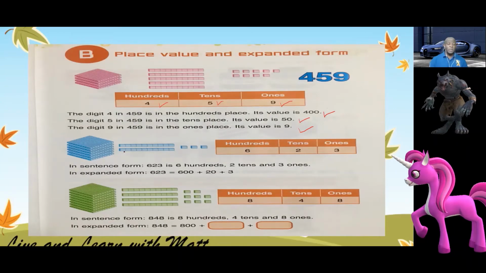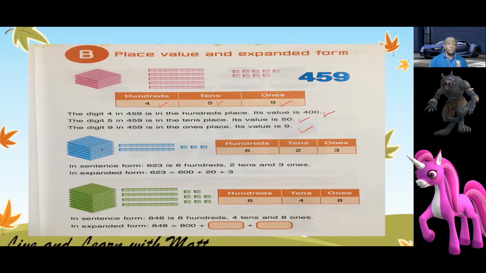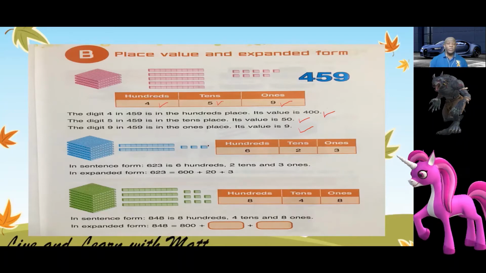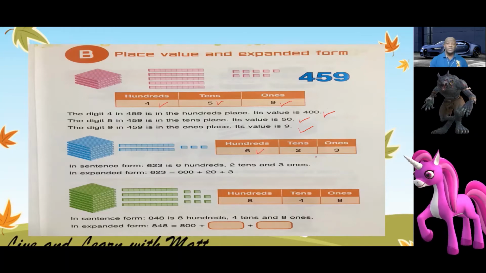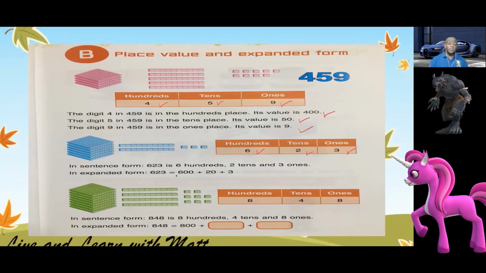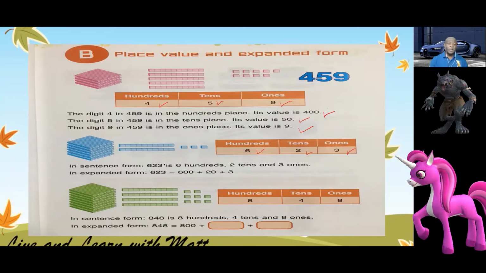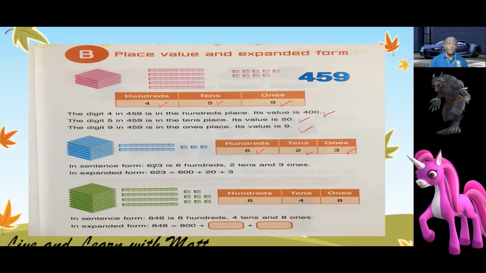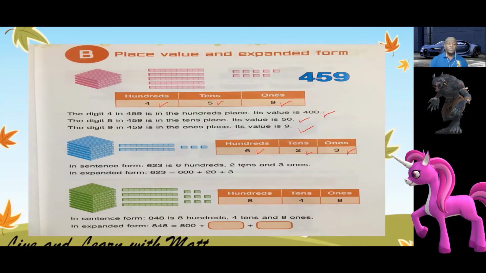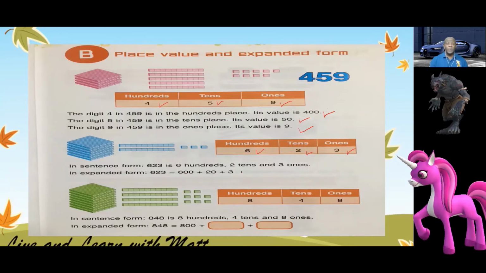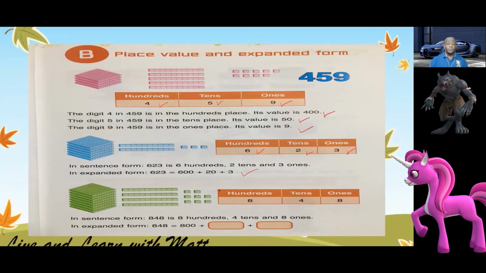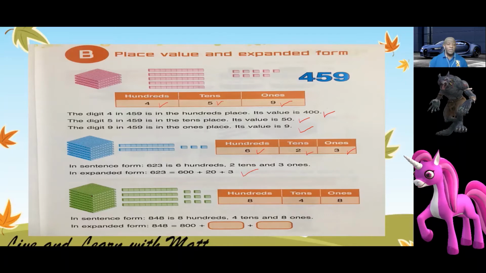Now let's take a look at the next diagram. We have 6 hundreds, 2 tens, 3 ones. So we can write it in the place value table: 6 hundreds, 2 tens, 3 ones. And in sentence form, we write it as 623, 6 hundreds, 2 tens, and 3 ones. In expanded form, we expand the number to be 600 plus 20 plus 3. Let's go to the next example.